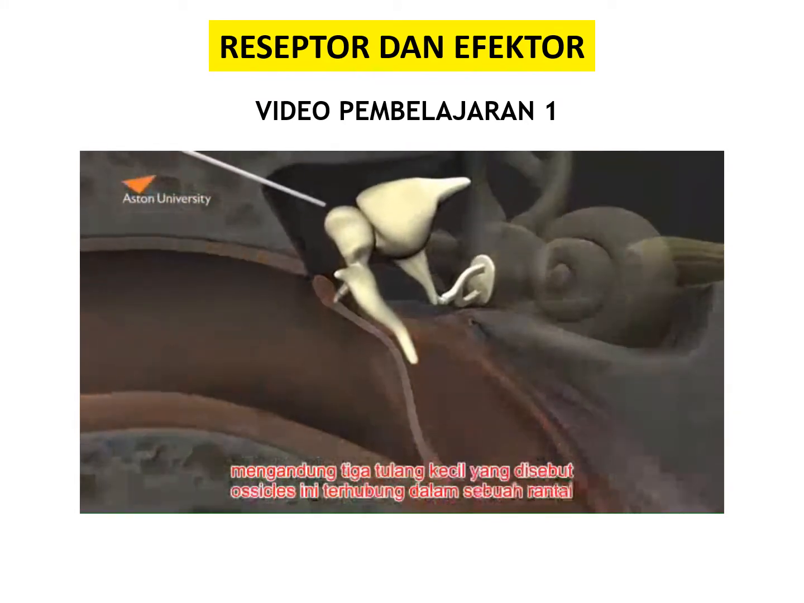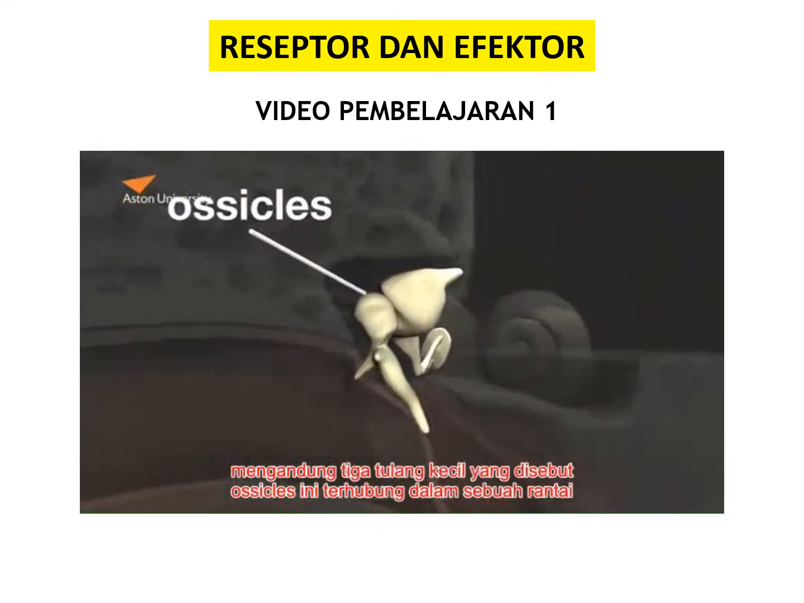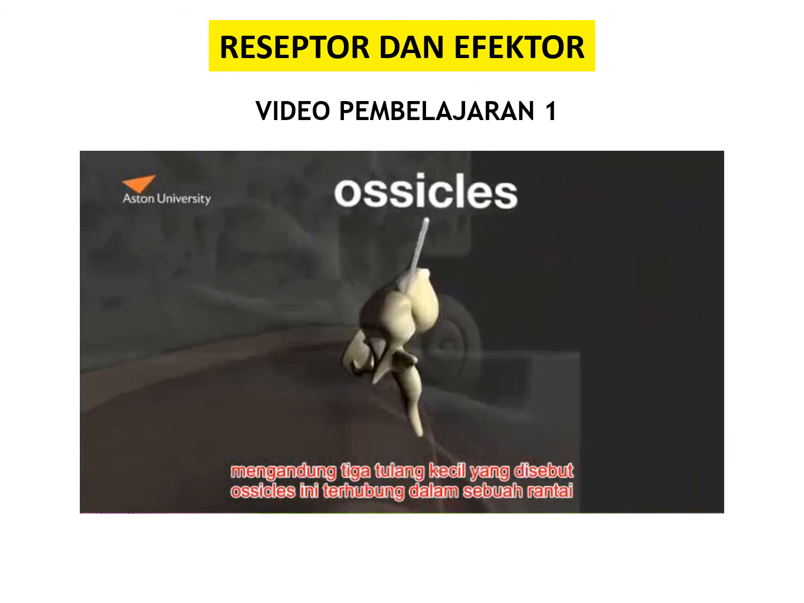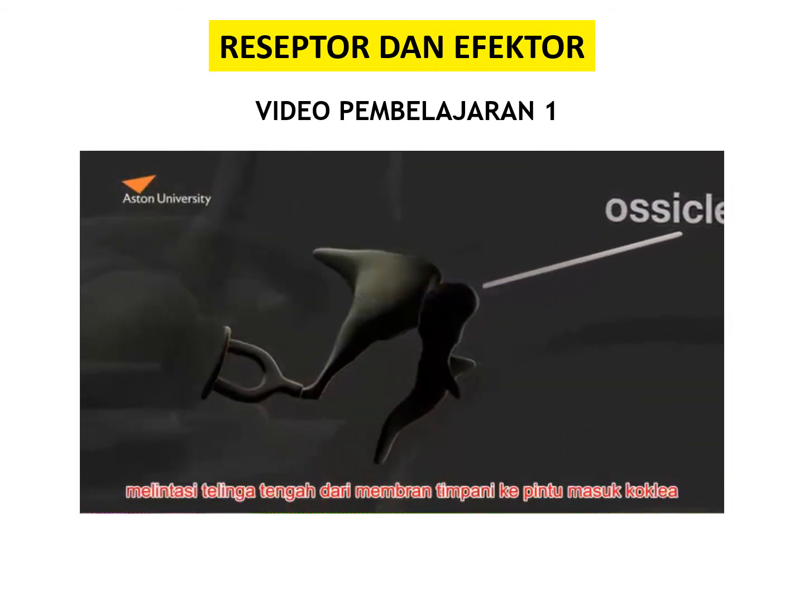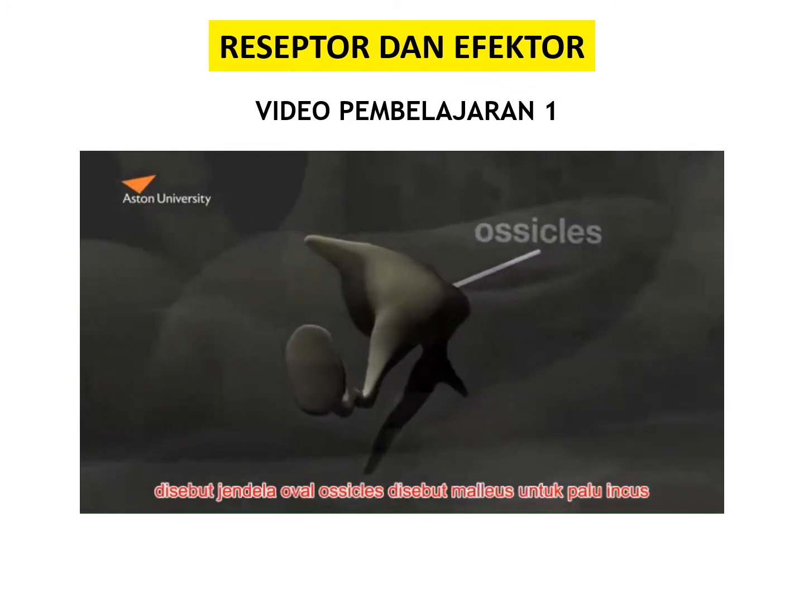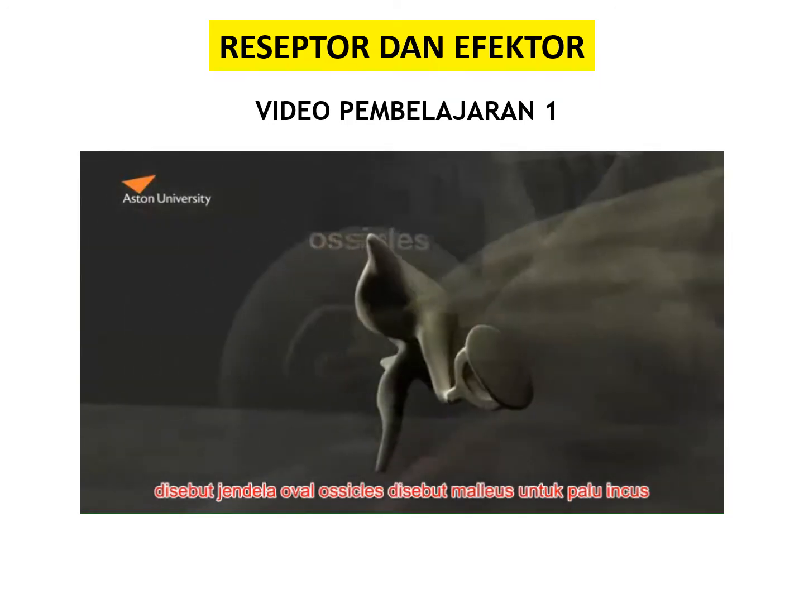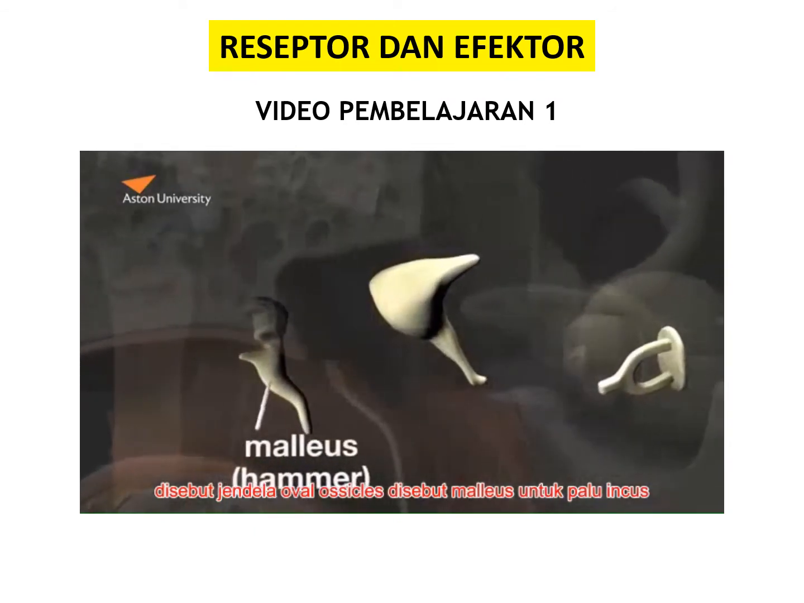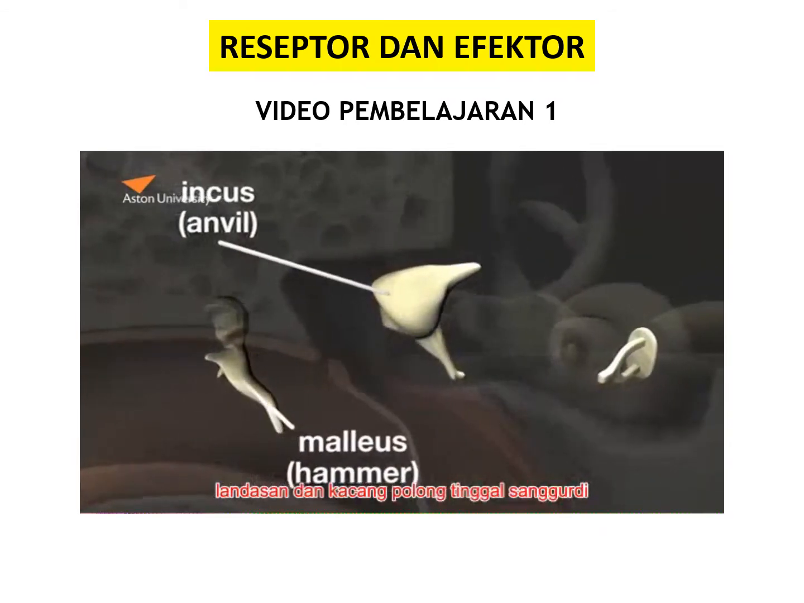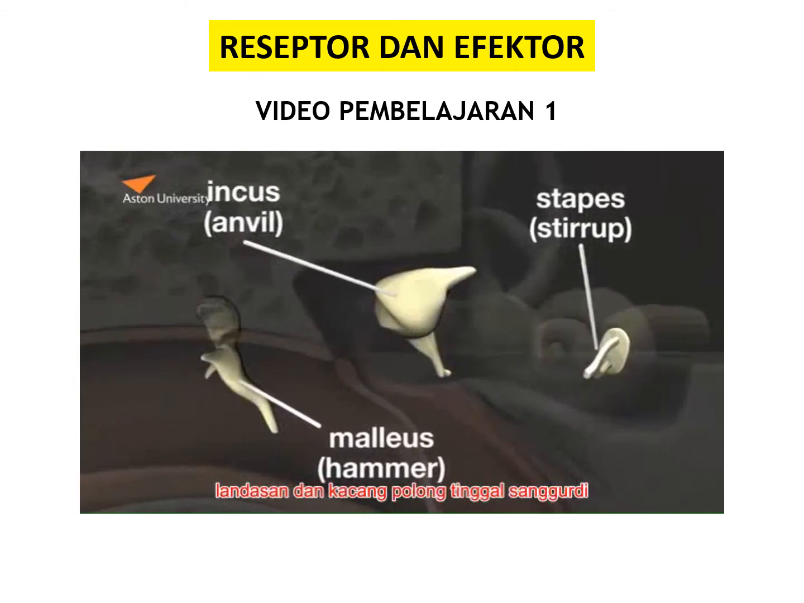The middle ear also contains three small bones, known as the ossicles. These are connected in a chain across the middle ear, from the tympanic membrane to the entrance of the cochlea, called the oval window. The ossicles are called the malleus, the hammer, the incus, the anvil, and the stapes, the stirrup.